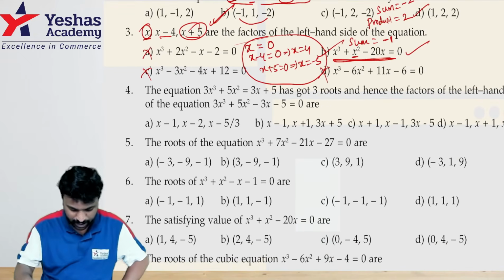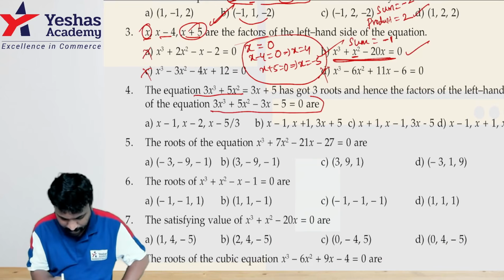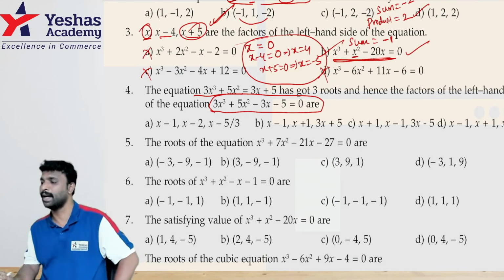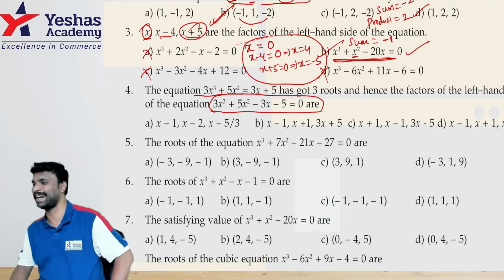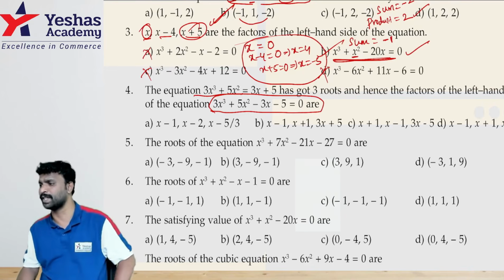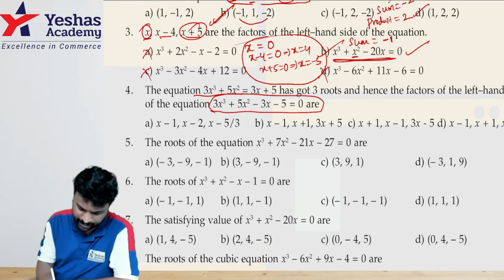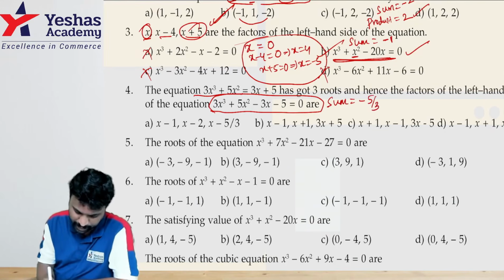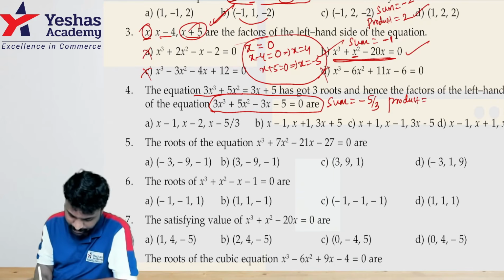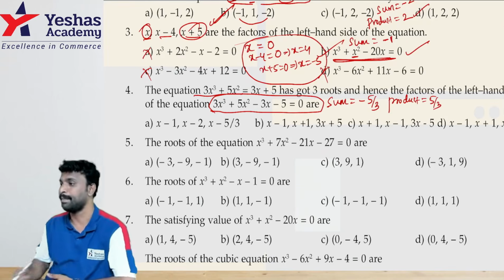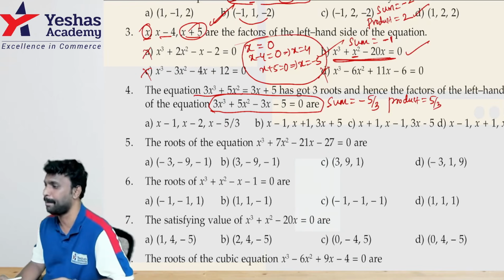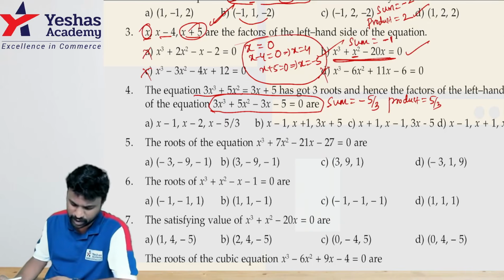Question number 4. Guys, a cubic equation is given, and in the options they have given you the factors. Guys, I told you how to find the roots when the factors are given. First of all, find the sum of the roots quickly. The sum of the roots is minus b by a, which is minus 5 by 3, and the product is minus d by a, which is plus 5 by 3. Sum is minus 5 by 3. Product is plus 5 by 3.